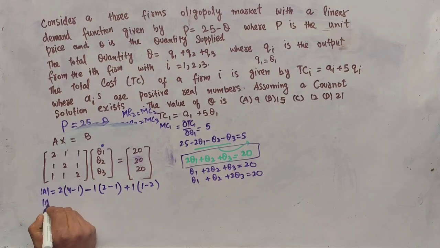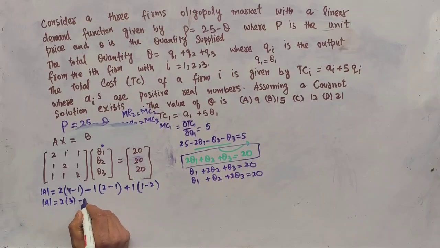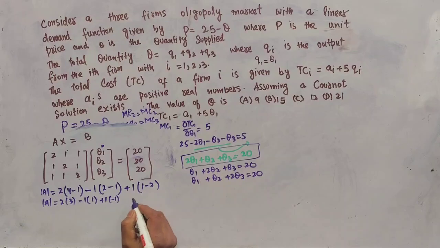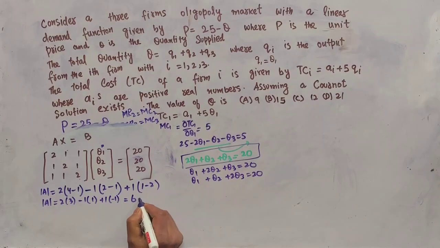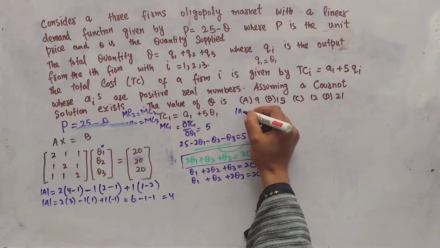Solving this, so determinant of A will be equal to, so we have 2 times 3, then we have minus 1 times 1, then we have plus 1 times minus 1. So we will get 2 3s are 6, minus 1, which is equal to 4. So determinant of A is equal to 4.